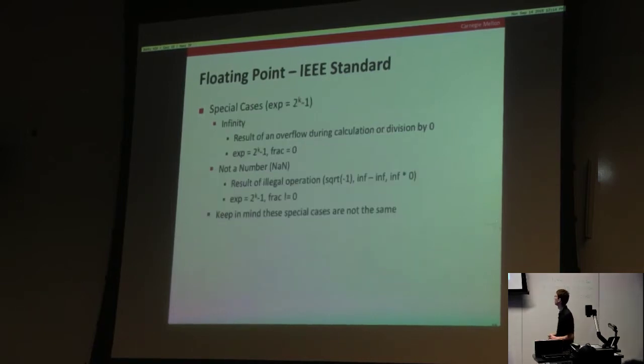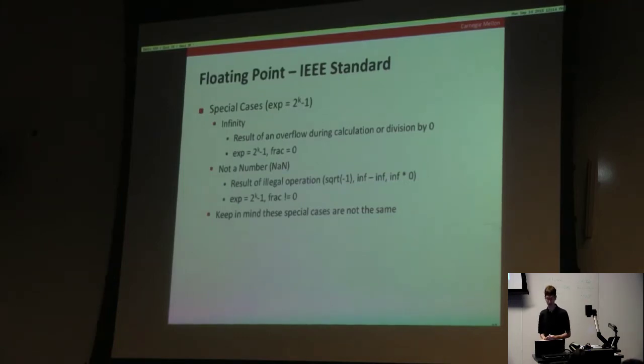Okay, and then here's the special cases. I was talking about some special cases. If the exponent is all 1s, so all 1s would be 2 to the k minus 1, then that's infinity. You can get infinity if you go above what can be represented by a finite number. You can keep adding numbers, and once you get bigger than the biggest number it can represent, if you try adding more to that, it'll be infinity.